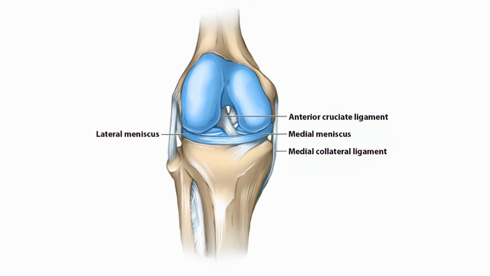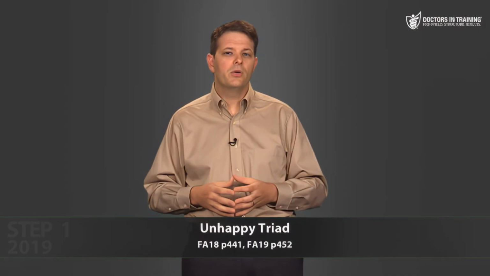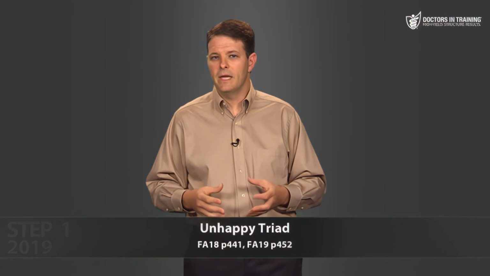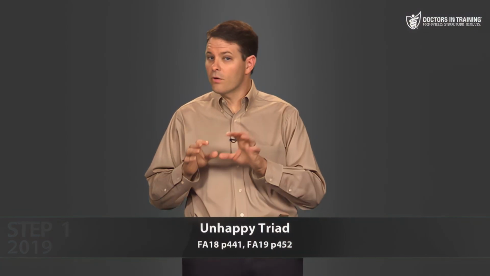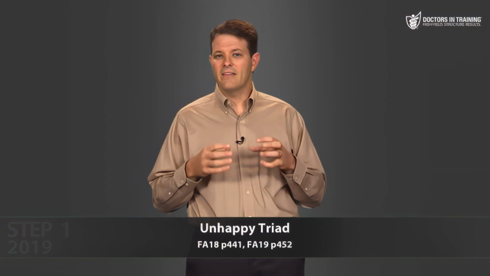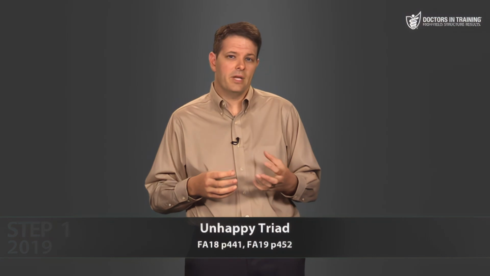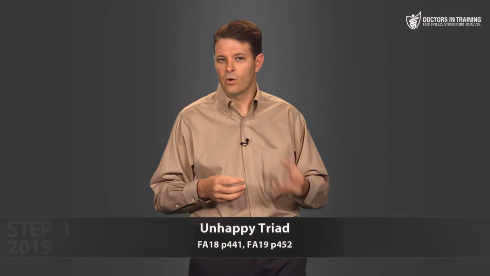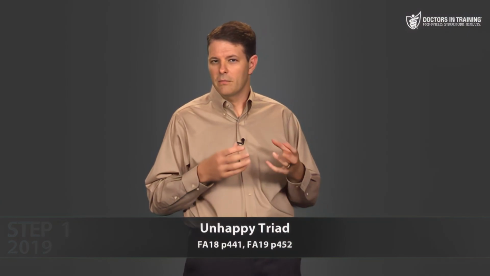Now, that seems simple enough, right? MCL, ACL, and a tear of either the lateral or medial meniscus. Unfortunately, the medical literature is an absolute jungle of contradictory, authoritative statements about which meniscus should be included in the unhappy triad. When Dr. O'Donoghue described this triad back in 1950, he included the medial meniscus. So for about 40 years, that's what doctors learned. But then around 1990, that classic triad was called into question, and some studies began to show that in fact the lateral meniscus was more commonly injured. Like I said, it's about 56% lateral to 44% medial.